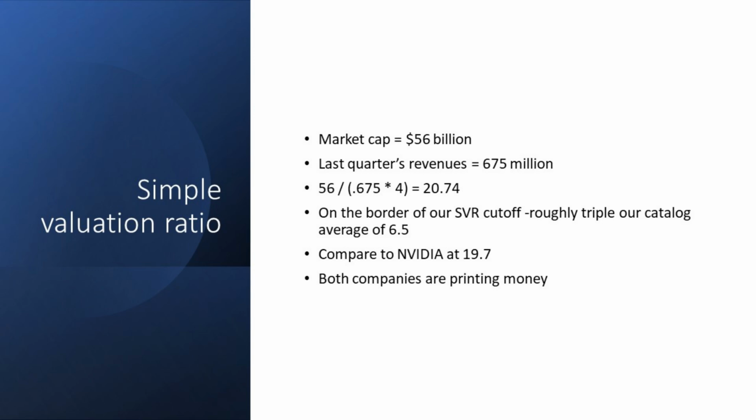You can compare that to NVIDIA, which trades at 19.7. I looked at our tech stock catalog before this call. I think the only other company that we follow with such a high valuation would be Snowflake. Now, what NVIDIA and Arm stock have in common is that both companies are printing money.